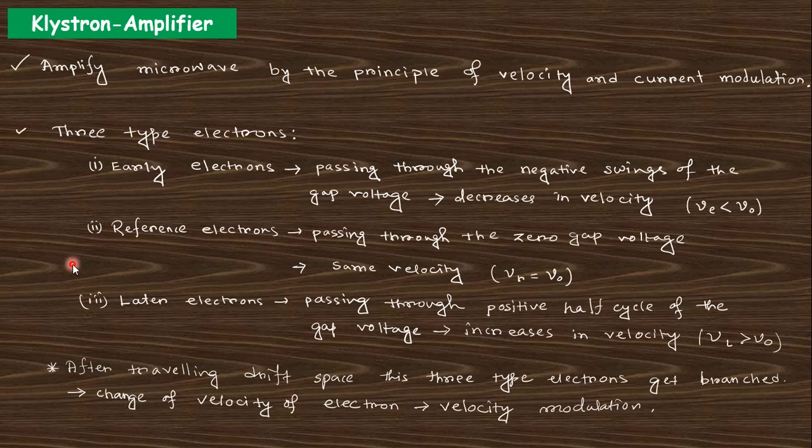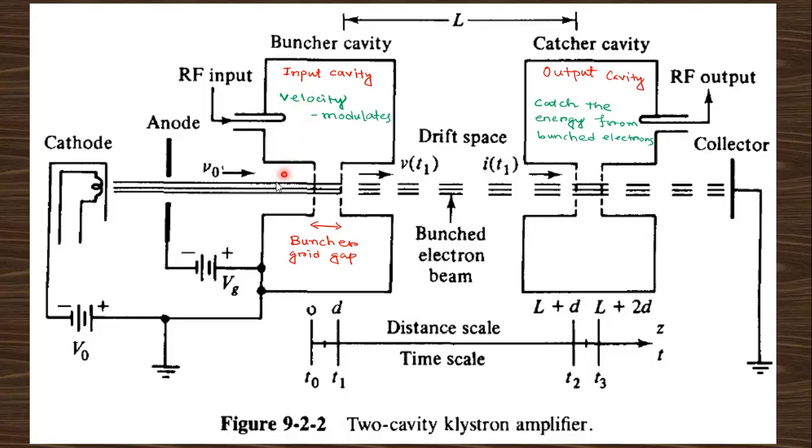This is actually an amplifier. That means when we input RF power within the klystron, it is amplified. So it amplifies the microwave by principle. This is important: the principle of the klystron amplifier is velocity and current modulation. Okay, so there are three types of electron. You can see in this structure; at first you can go through this structure.